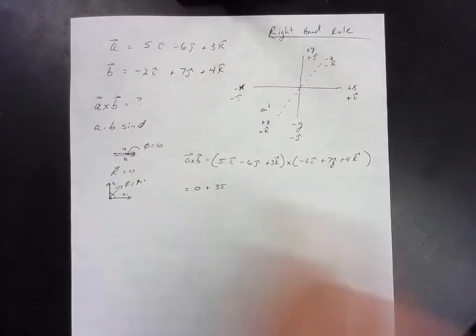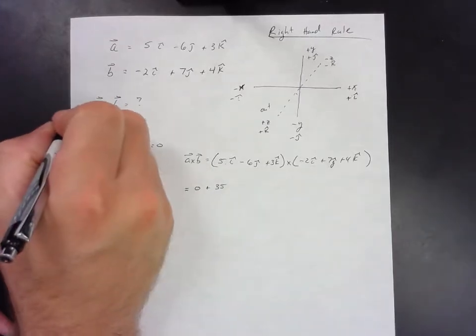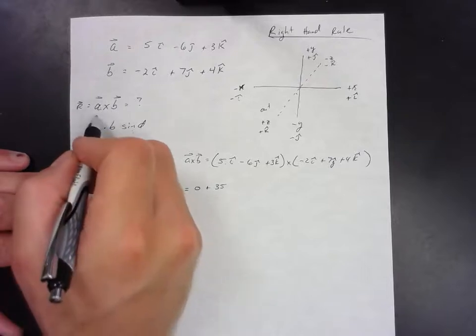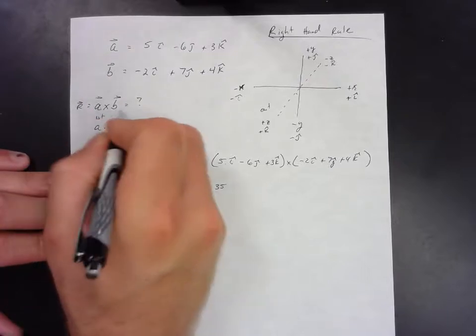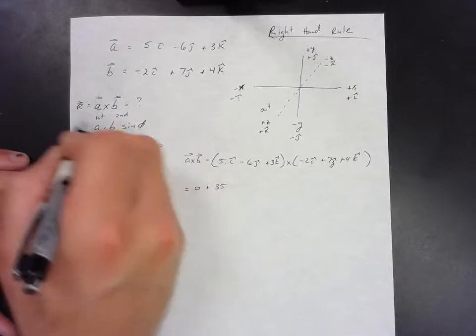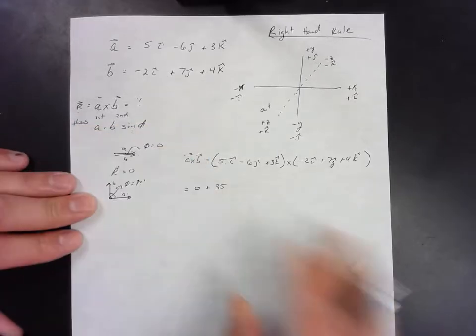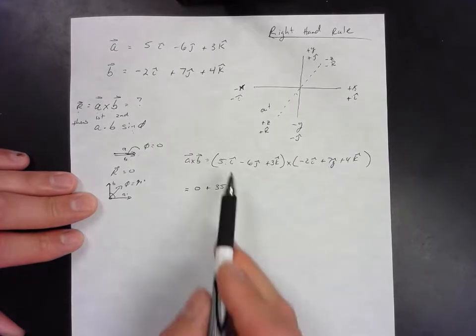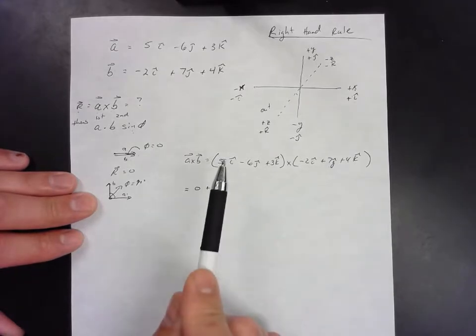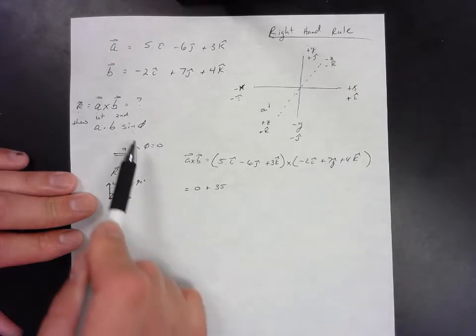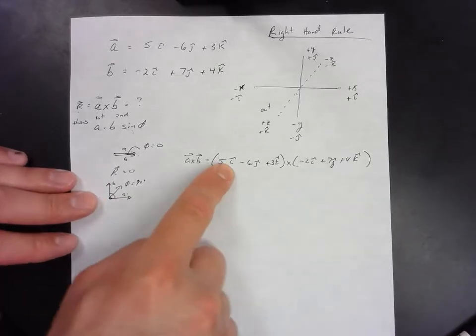So what we have to do is follow this, where the first vector is the first finger, the second vector is your second finger, and the resultant is your thumb. So it always has to go in that order. So if the I vector is first, that's where you point your first finger. If the J vector is second, that's where you point your second finger. So let's follow along with this.